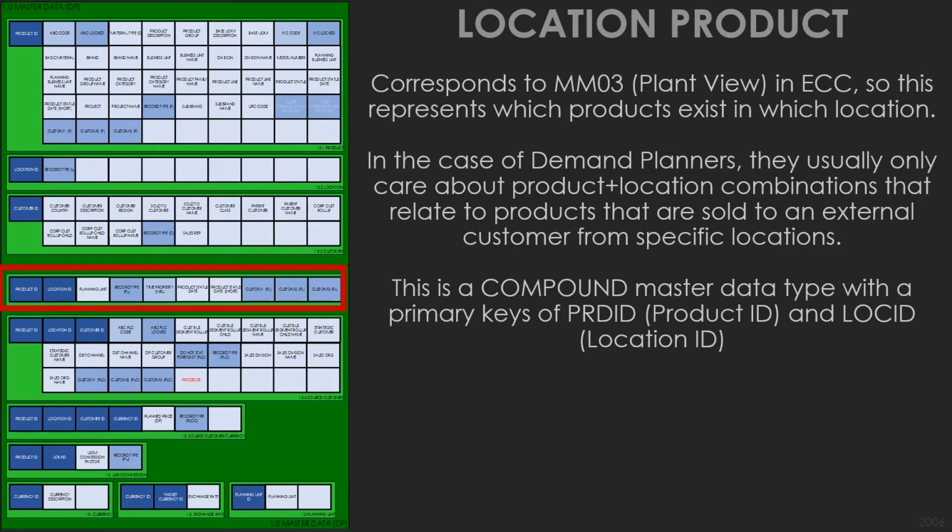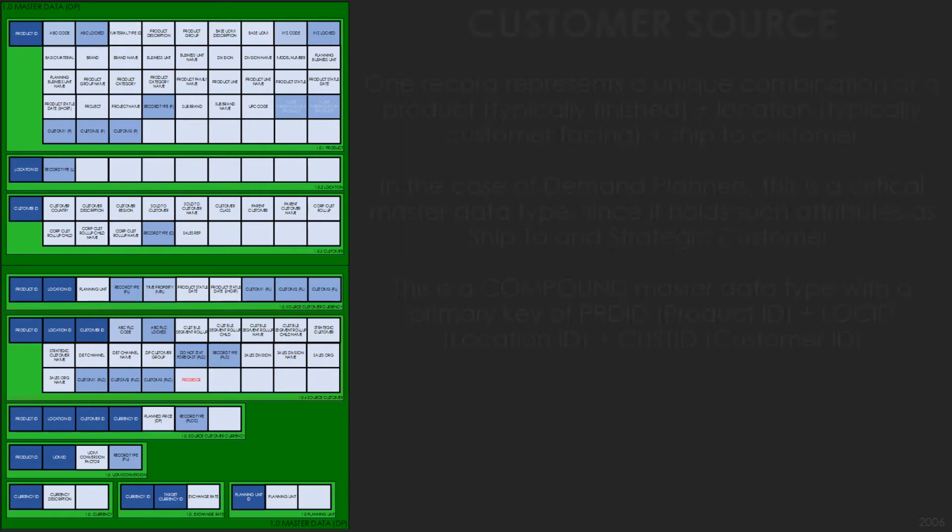Location product corresponds to MM03 plant view in ECC, so this represents what products exist in which locations. In the case of demand planners, they usually only care about the product location combinations that relate to products that are sold to an external customer from specific locations. This is a compound master data type with a primary key of PRD ID, product ID, and LOC ID, location ID.